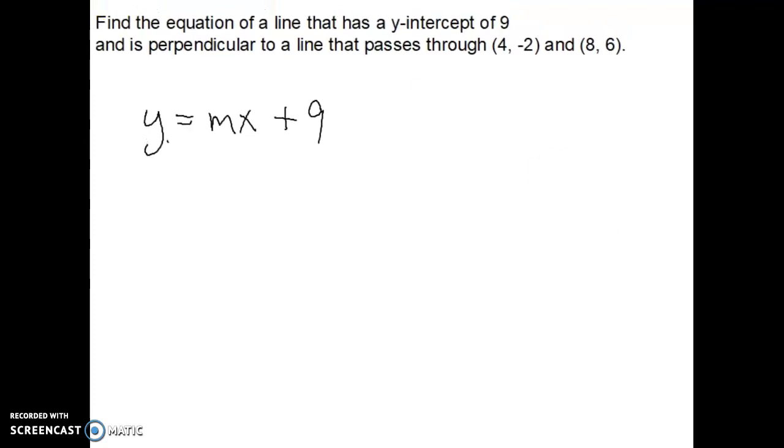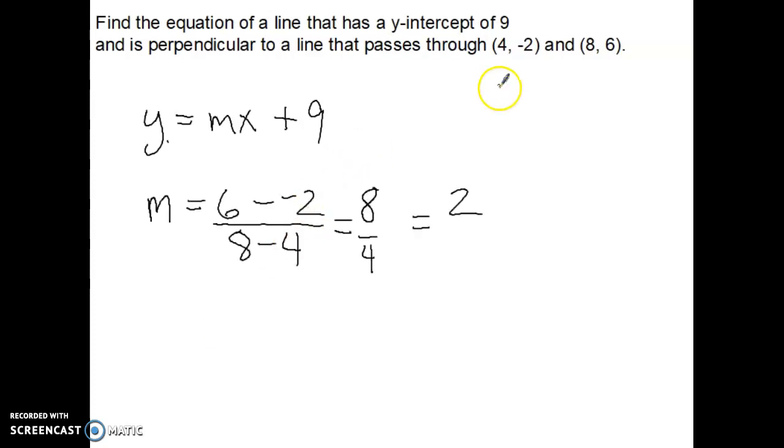But we do know that it's perpendicular to a line that passes through (4, -2) and (8, 6). Well, that's easy. We already know how to do that part. We can find the gradient of this line. We can find the negative inverse to determine the gradient of this perpendicular line that's in question right now. We've found the gradient of this line. Now we have to find the gradient of the perpendicular line. What have I been telling you? Negative inverse.